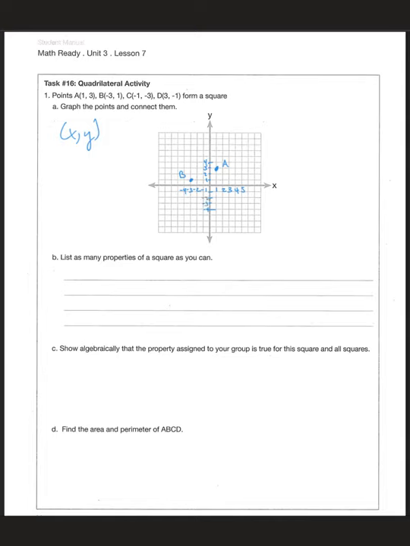Okay. Alright, and then the next one is negative 1, negative 3. So you go over to negative 1 on the x-axis and down to negative 3 here. And that's C. And then D is positive 3, negative 1 here. And that's D. So we have now graphed them. So now let's connect.